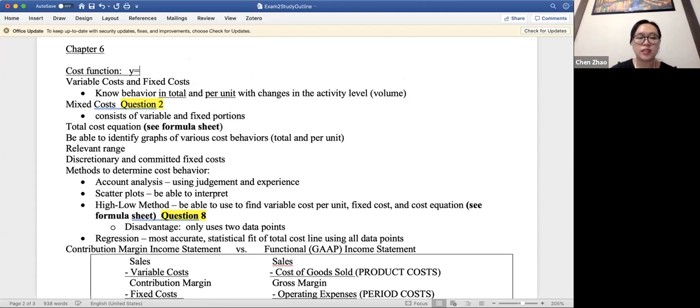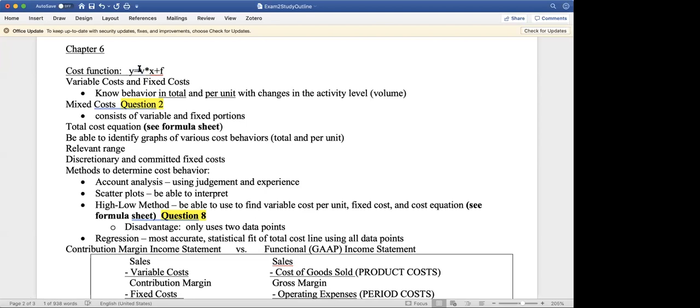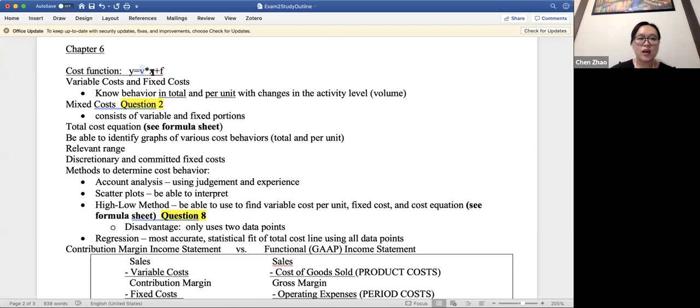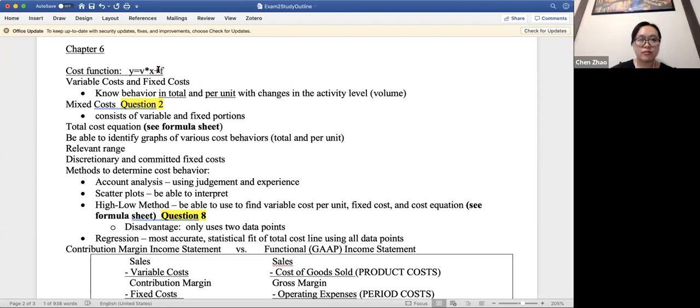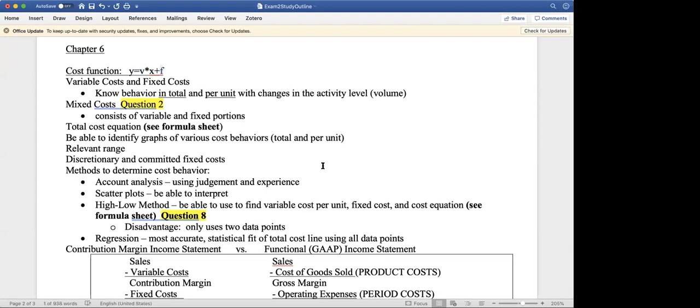A cost function is like this: Y equals V times X plus F, right? So Y is our total cost. V is what? We just did project 2. Variable cost, yes, correct. What is X? The number of units. Correct, thank you. And what is F? Fixed cost. Correct, thank you.